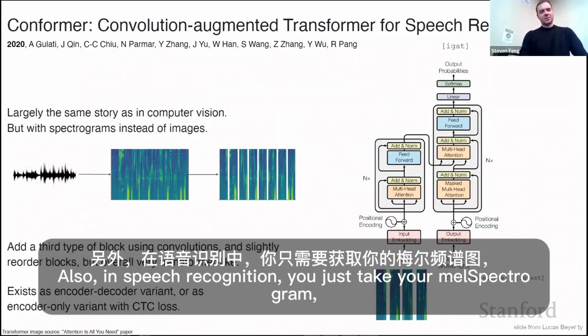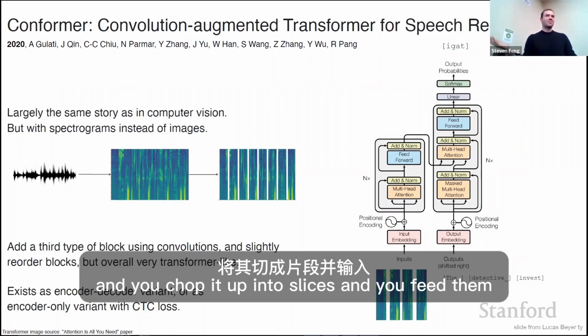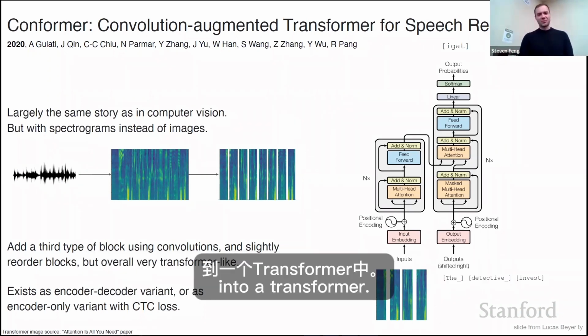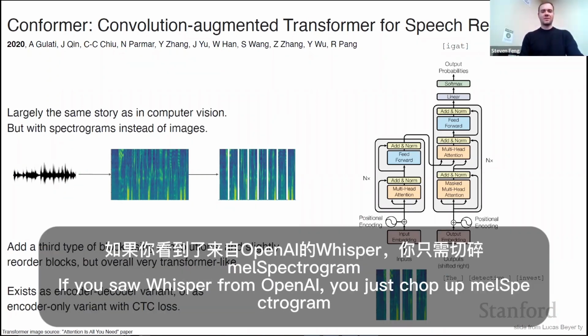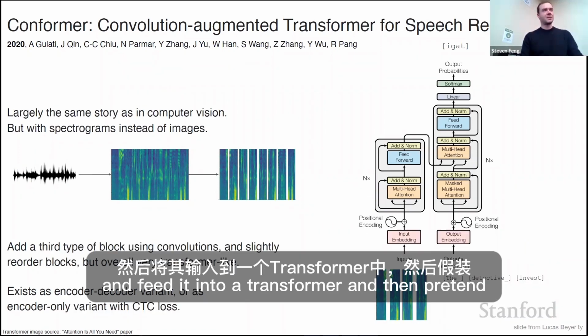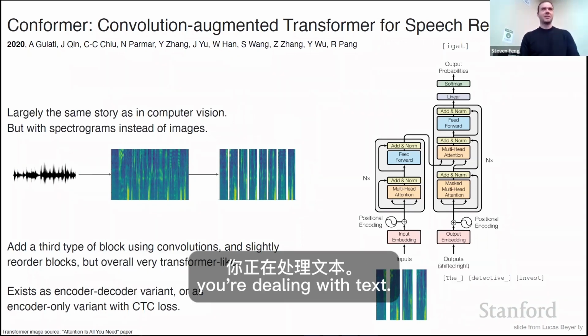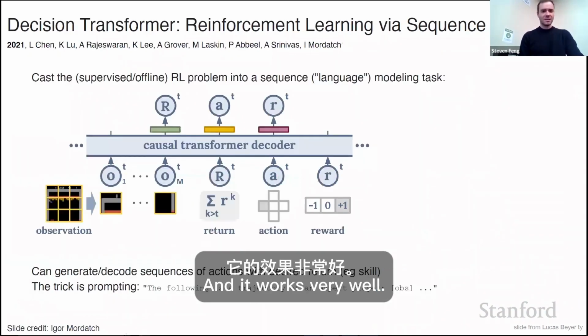Also in speech recognition, you just take your mel spectrogram and you chop it up into little slices and feed them into a transformer. So there was a paper like this, but also Whisper. Whisper is a copy-paste transformer. If you saw Whisper from OpenAI, you just chop up the mel spectrogram and feed it into a transformer and then pretend you're dealing with text, and it works very well.